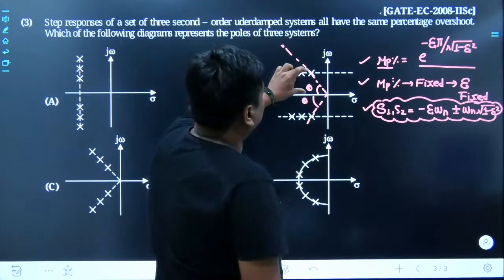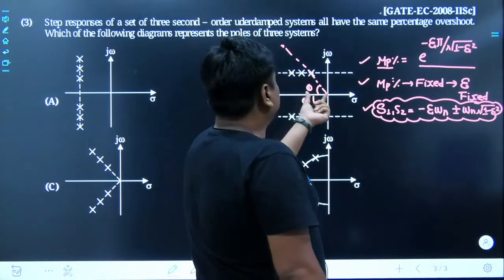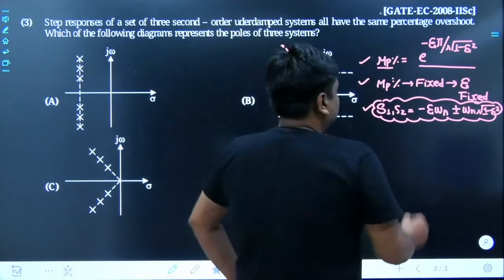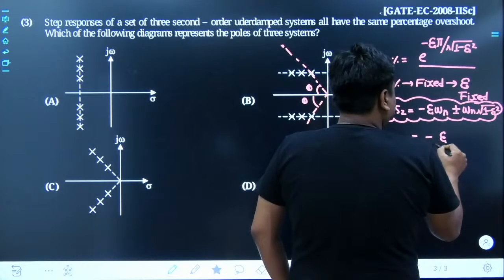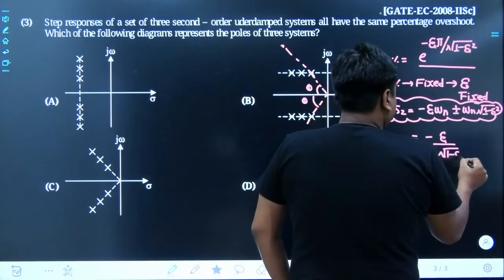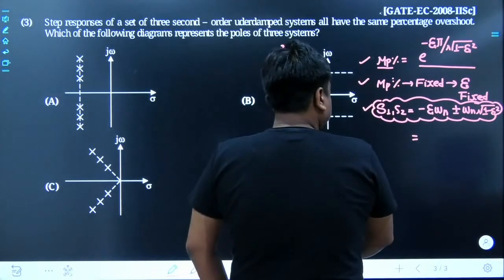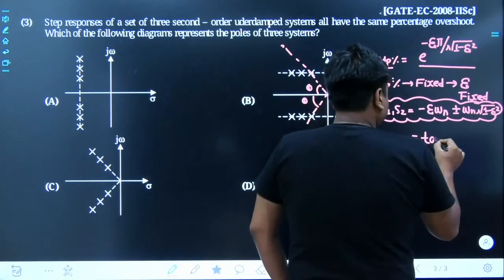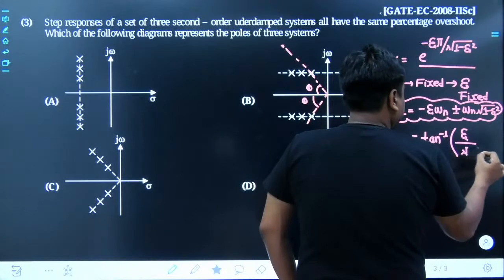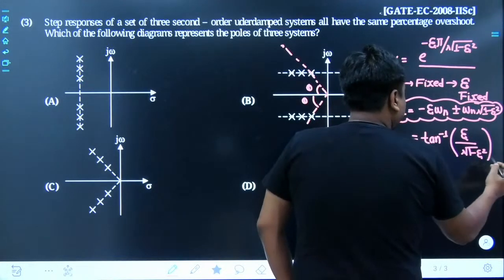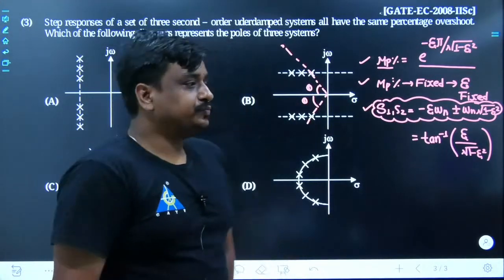So obviously the vertical part, or I can say the perpendicular part, is going to be the imaginary part, and similarly the real part is going to be its base. So once you divide them, the value we get is minus zeta divided by 1 minus zeta square. And what would it be? It would be tangent, obviously. It's going to be zeta over square root of 1 minus zeta square. Yes?